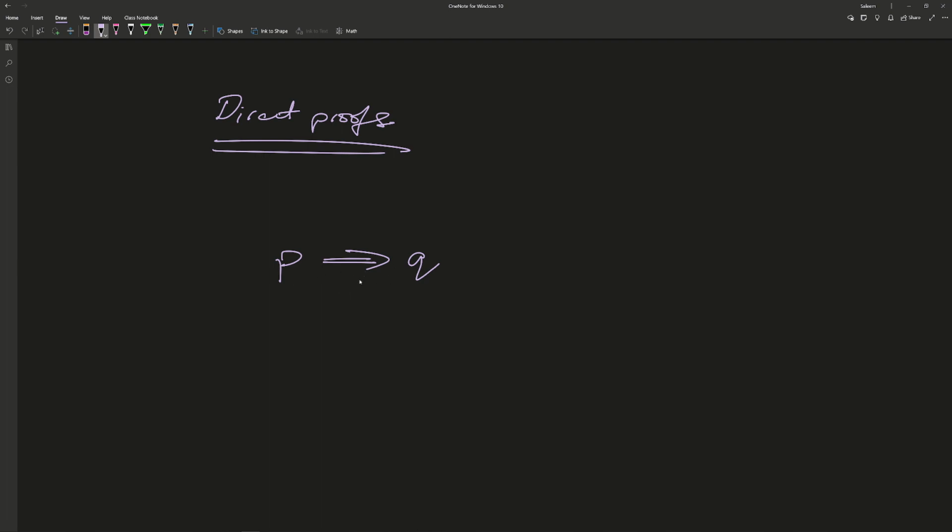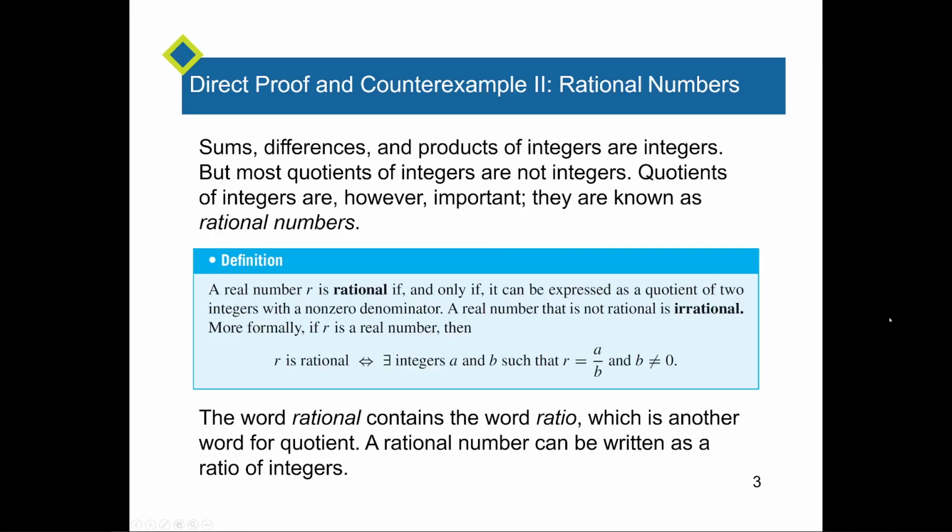From this direct proof, we have some steps that we do, and then we use, like we said before, axioms, definitions, etc. And then we prove some stuff. We proved, for example, that every even integer is even, and so on. So now that we remember that, let's go back to our slide here.